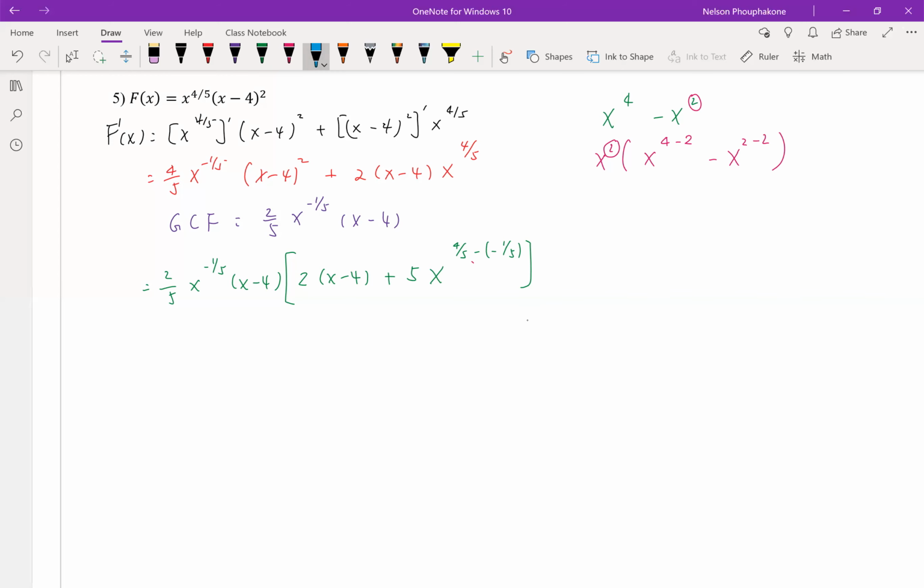Then, let's see. It is equal to 2/5, x to the -1/5, x minus 4. And then we will have 2x minus 8 plus 5x, because again, this is 1 right here, right? Now let us rearrange this. I will have 2x minus 4, and then 7x minus 8 over x to the power of 1/5.